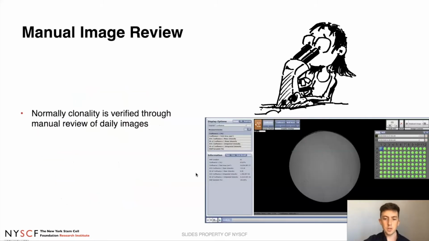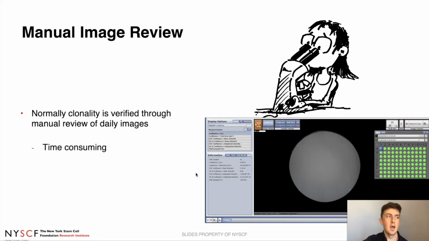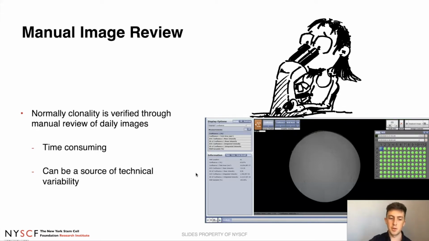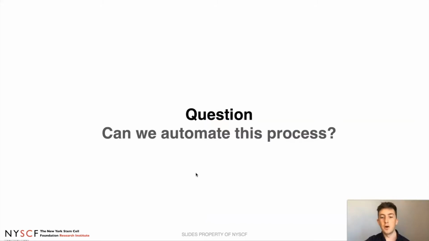So historically we've had to verify that the well contains what we hope it contains, and that's mostly been through manual image review, which is not only time consuming, but once we distribute this and scale it up amongst multiple research groups, it becomes a fairly critical source of technical variability, given that each person treats data differently. So the question is, can we automate the process as a means of standardization?